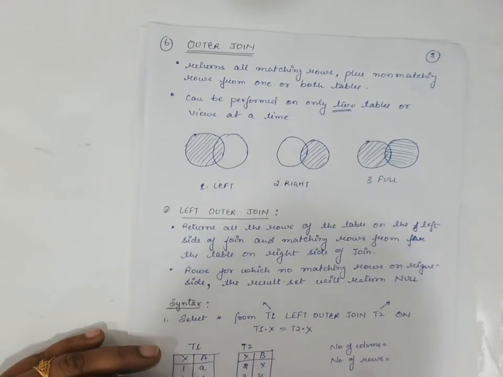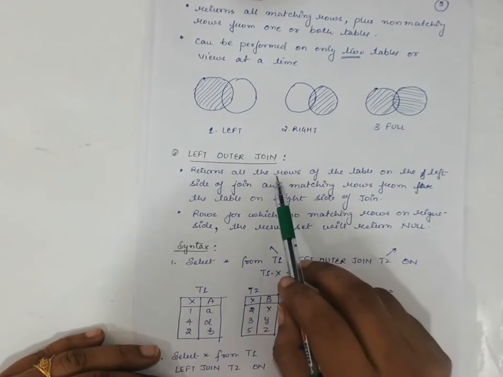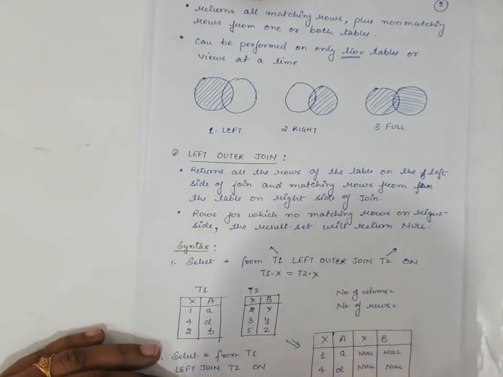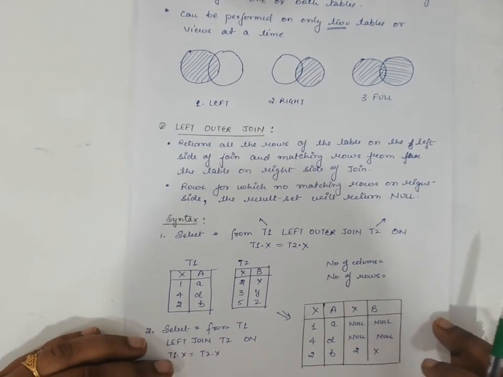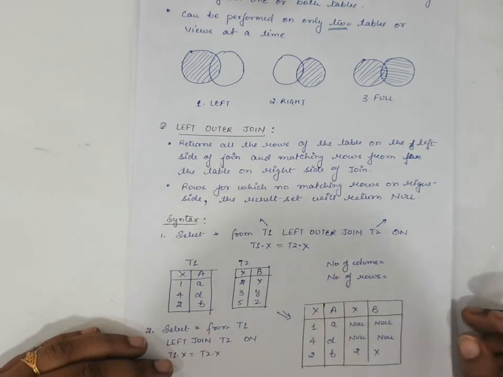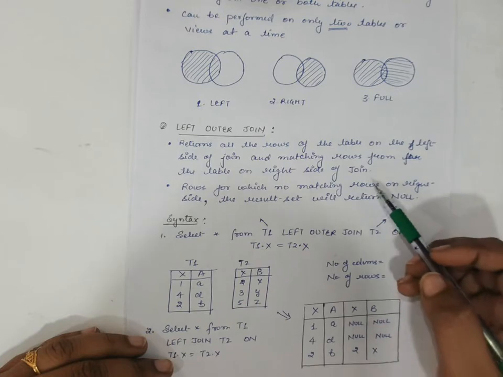There are three types of outer join: left outer join, right outer join and full outer join. Let's take them one by one. Left outer join returns all the rows of the table from the left hand side and the matching rows from the table on the right side.